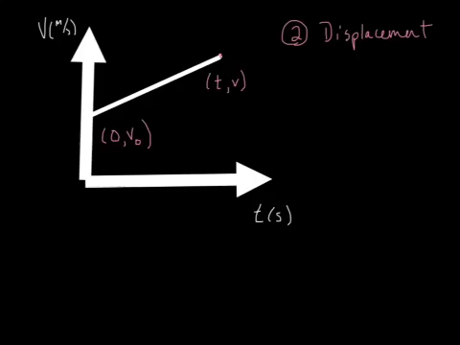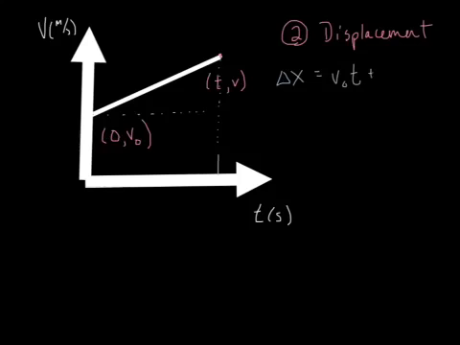Okay, so the second equation we're going to learn is an equation for displacement. Remember, for a velocity versus time graph, displacement is always the area underneath the curve. To find the area underneath the curve, I'm going to take this graph and split it into a rectangle and a triangle. So my displacement, delta x, is just going to equal the area of the rectangle plus the area of the triangle. We'll do the rectangle first. The rectangle is v0 tall and t wide, so that's going to be v0 t.